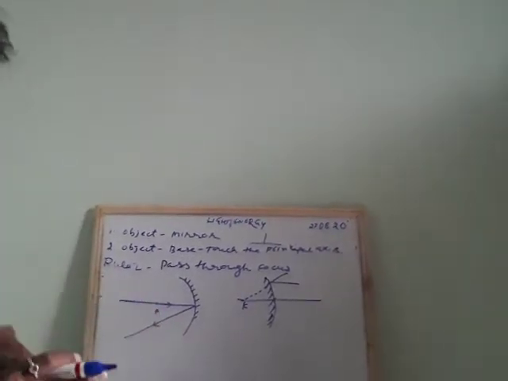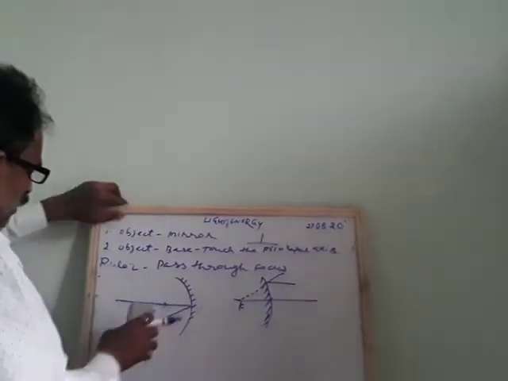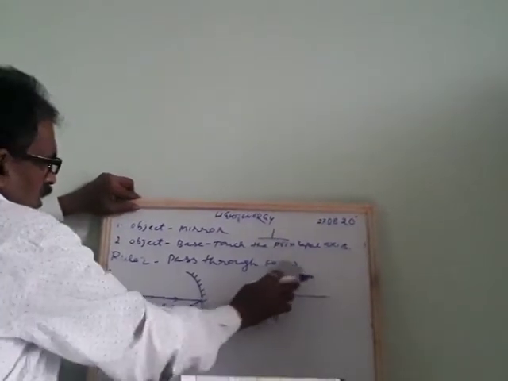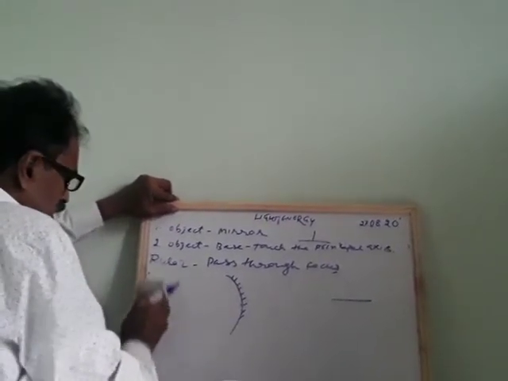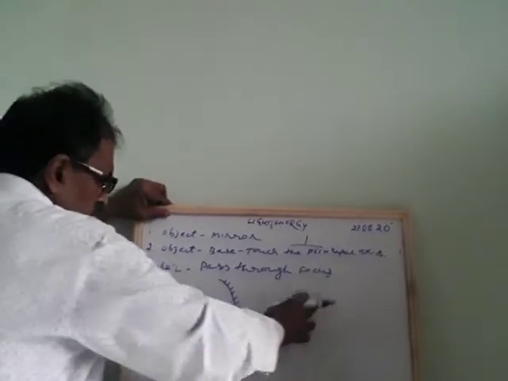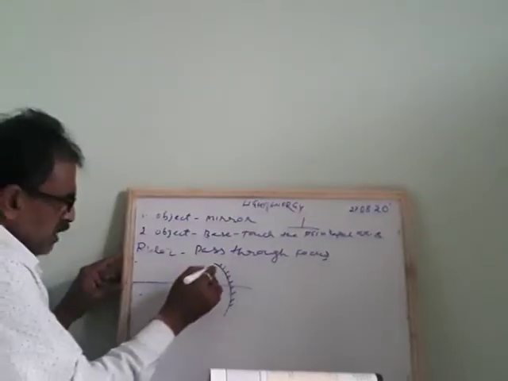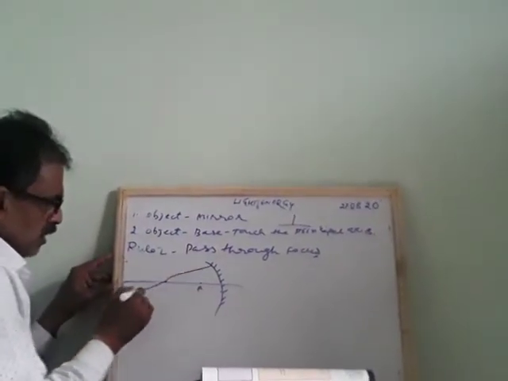Then what happens when the ray passes through the center of curvature? Okay, we take many rays. So this is a ray diagram. Suppose here there is an object. This is center of curvature. So when these rays pass through, they will meet here. When one ray passes through the center of curvature, they meet like this.